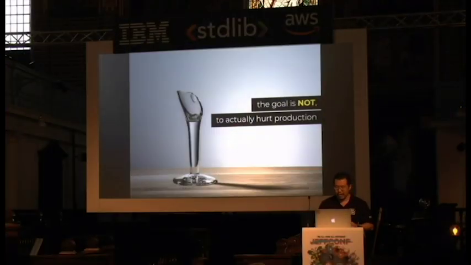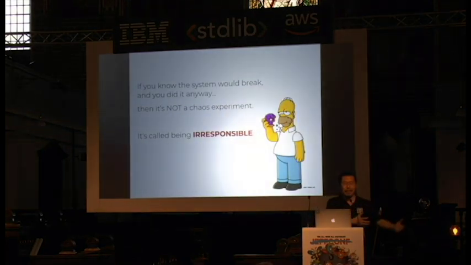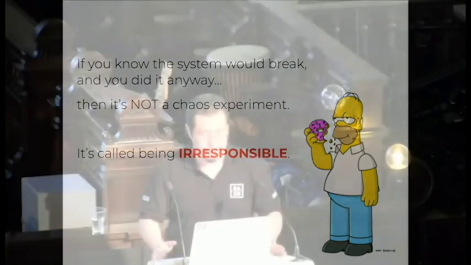And if you know something's going to break, for example, if I'm using DynamoDB on my critical path and I know that if it goes down, my system is going to go down, there's no point running those experiments in production, because if you do that, you're not going to learn anything you didn't know before, and all you're going to do is make your customers angry unnecessarily.